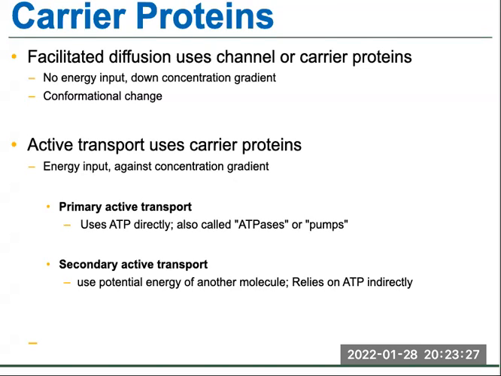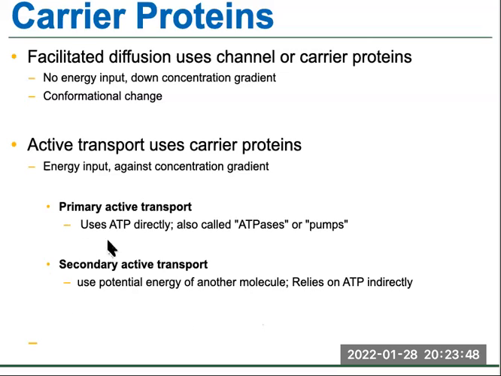Active transport can be divided into two types. We've got our primary active transport, also sometimes called direct active transport. The energy to push molecules against their concentration gradient comes directly from the high energy phosphate bond of ATP.